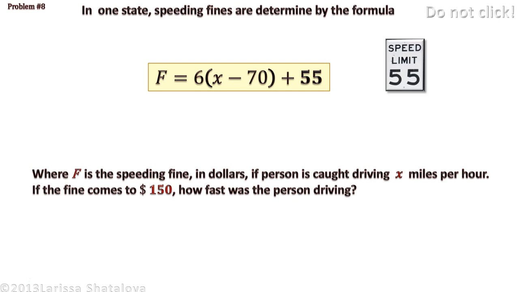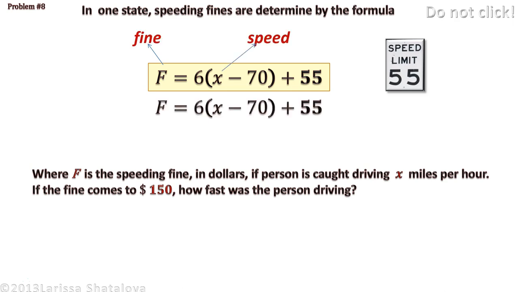Problem. In one state, speeding fines are determined by the formula where F is the speeding fine in dollars if a person is caught driving x miles per hour. If the fine comes to $150, how fast was the person driving? If you have a formula, it's a good idea to mark what is what. F stands for fine, x stands for speed.